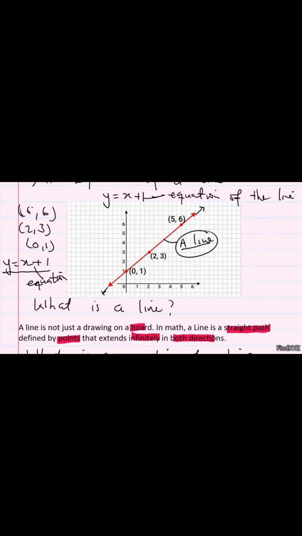So the line is basically the picture, then the rule is the equation. So take note of these 2 things. You can't have one without the other. It's like Siamese twins. They move together. Once you have the equation, you have the line. Once you have the line, you have the equation. Let's take a look at different types of lines. So we have vertical line, horizontal line, and then diagonal line.